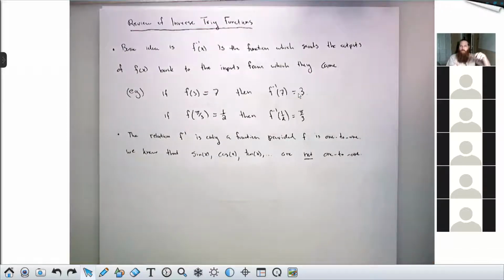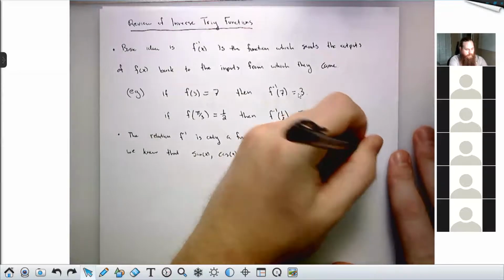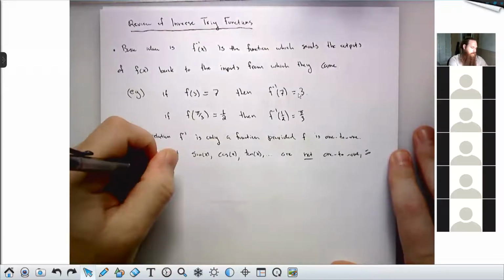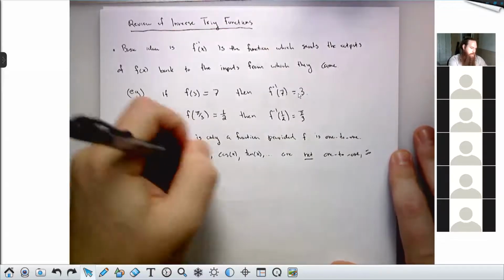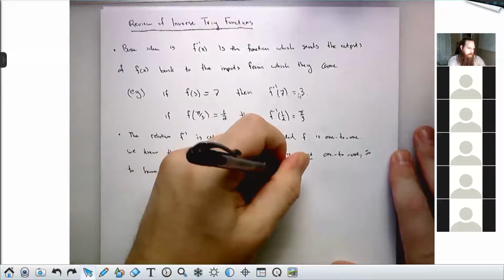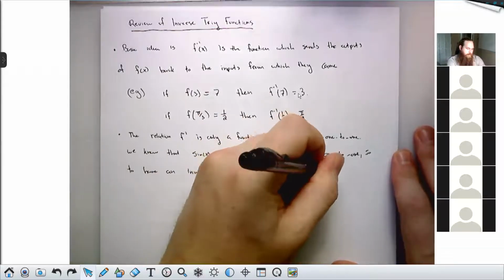Right? If you picture the graph of sine, any horizontal line will smack that thing not just twice, but infinitely many times. So that was your horizontal line test. It fails the horizontal line test really badly. So do cosine, tangent, secant, cosecant, and cotangent. All of them are not 1 to 1. So to have an inverse, we have to restrict their domains.